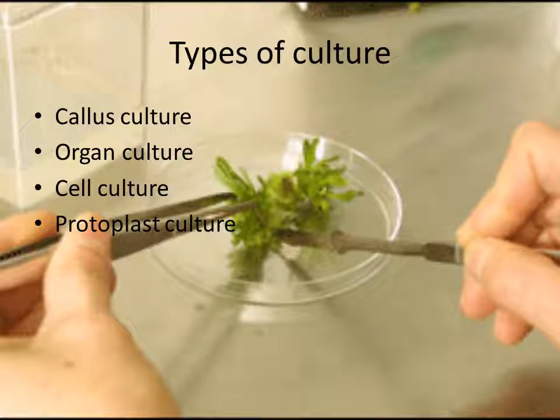Coming to the types of culture. There are different types of plant tissue culture techniques, mainly based on the explant which is used. So it is callus culture, organ culture, cell culture and protoplast culture. Now let's learn about it one by one.